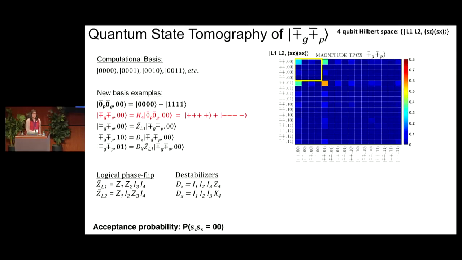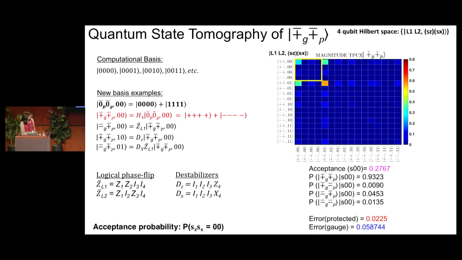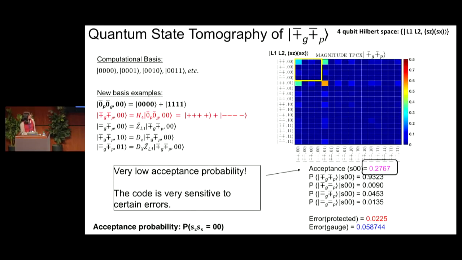So here's the result when you use the CX gate that I had from the 5-qubit device. And here, on the yellow corner, these are the qubits in the logical space. And when you actually look at the acceptance probability, it's very low. It's less than 30%. So clearly, there are a lot of states that are outside this code space. And so from this, you could see that the code is very sensitive to certain errors.